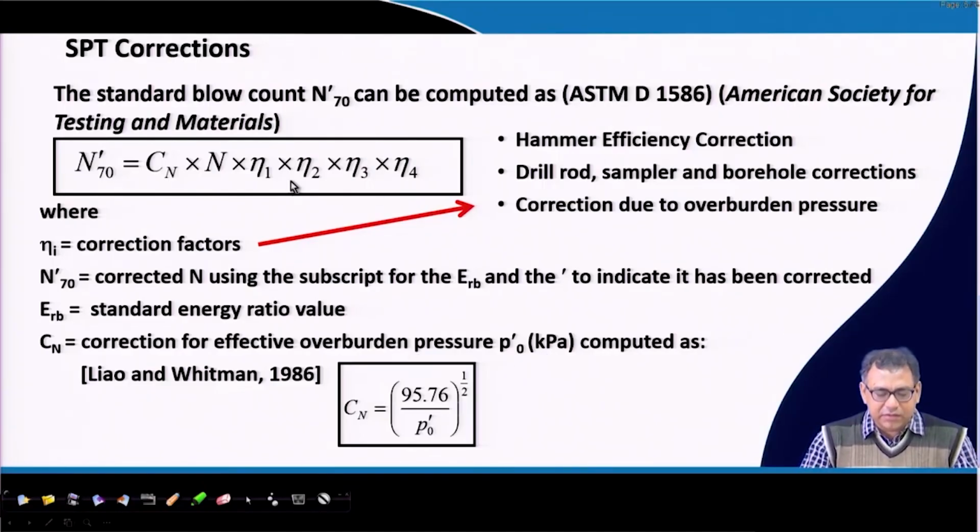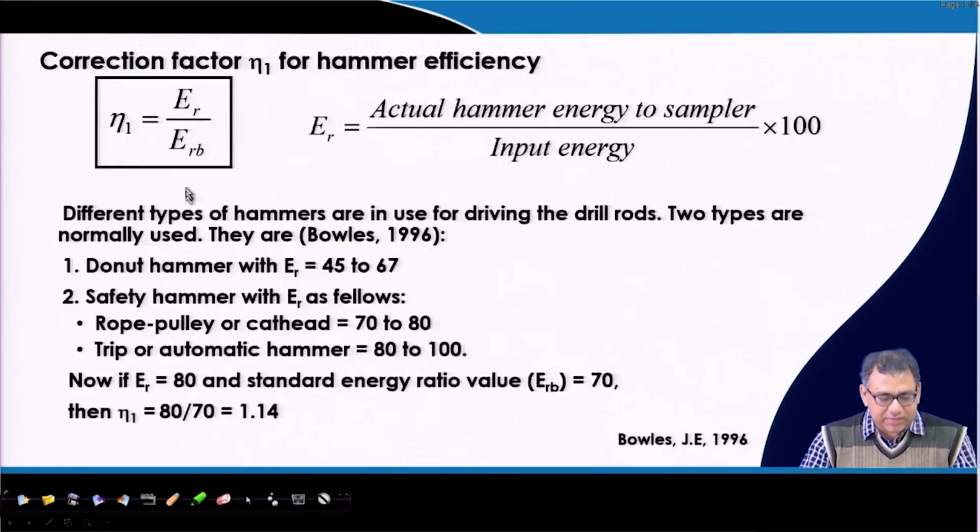In addition to that, we have to apply 4 other corrections, but here the dilatory correction is not required. This is not recommended as per ASTM. These corrections are the hammer efficiency correction, drill rod correction, sampler correction, and borehole diameter correction. So, these corrections also we have to apply. Here N means the measured value, N dash means the corrected value, and 70. What is 70? Such 70 is not mentioned as per the IS code, but I will discuss what 70 is. So, I will go first for the 70 part.